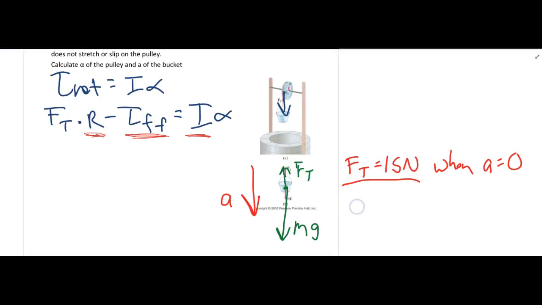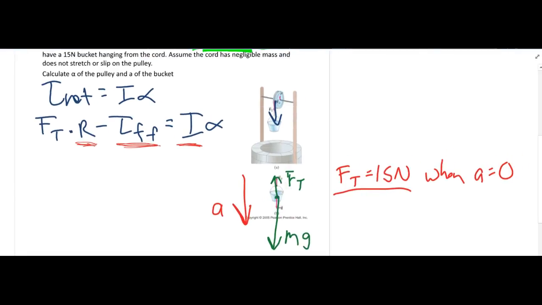Because if you think about it, force of tension and mg are in a tug-of-war battle over the bucket. Now I can see here the acceleration is going down, so that means my downward force has to win, so the downward force has to be larger. But I still don't know what that is.